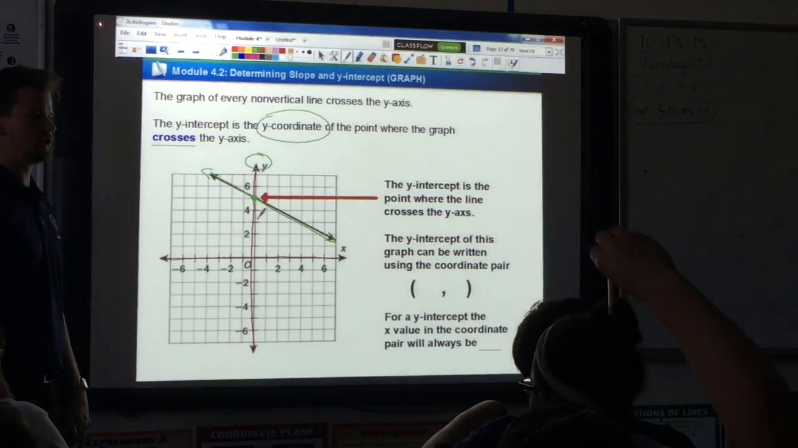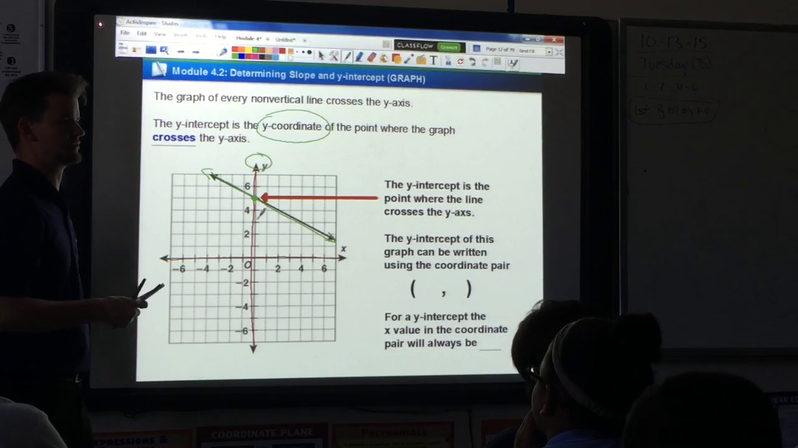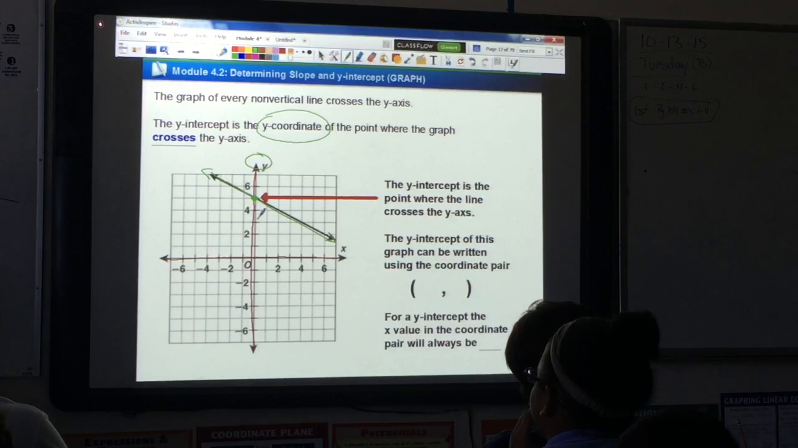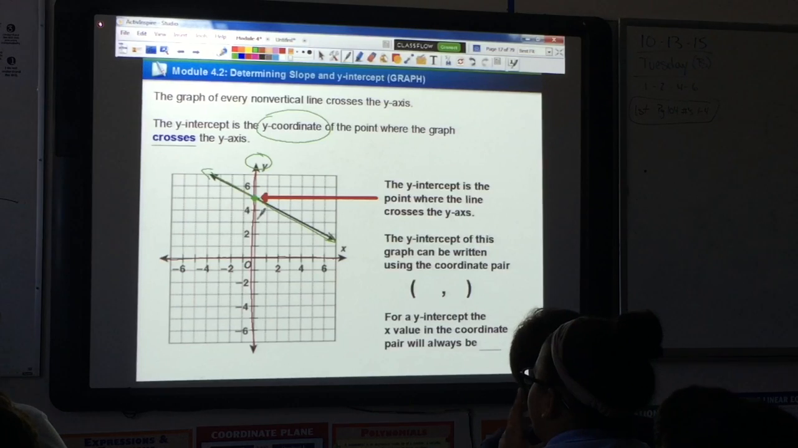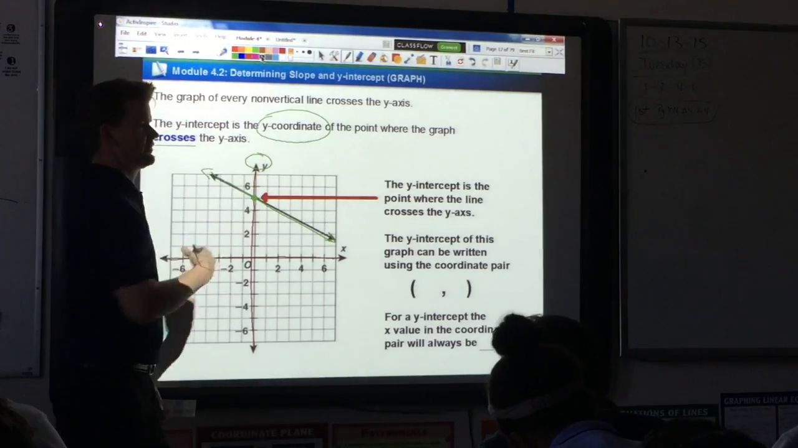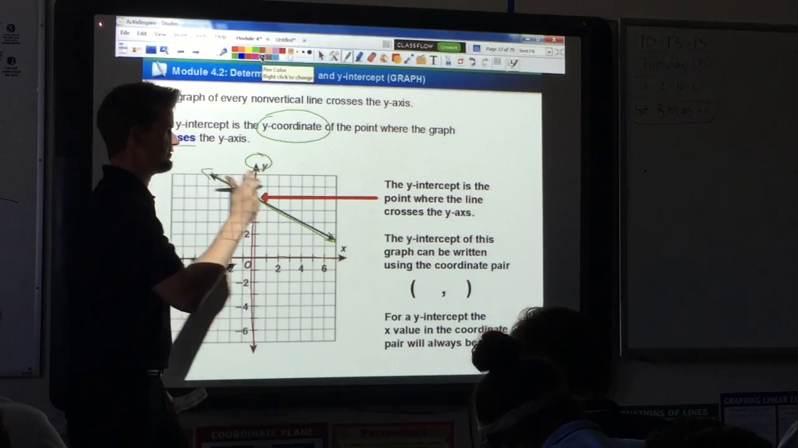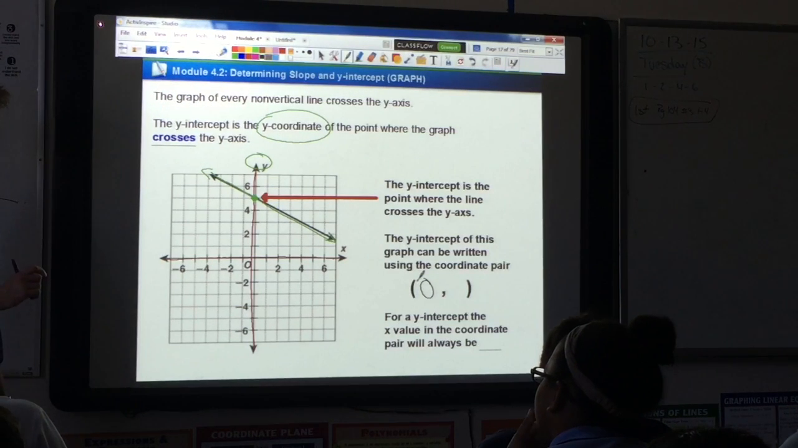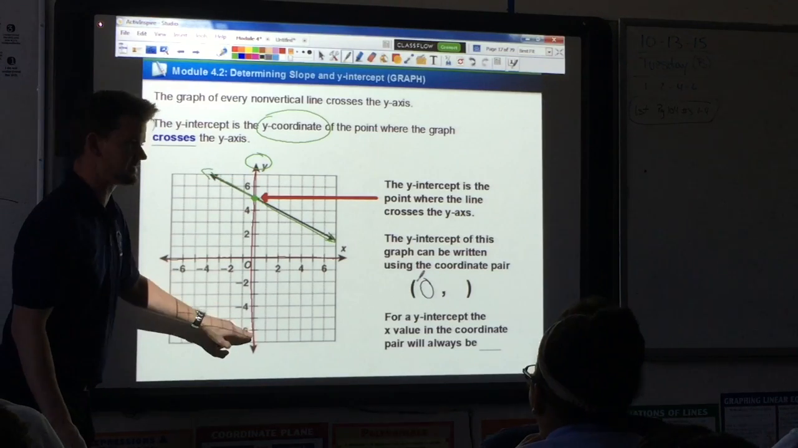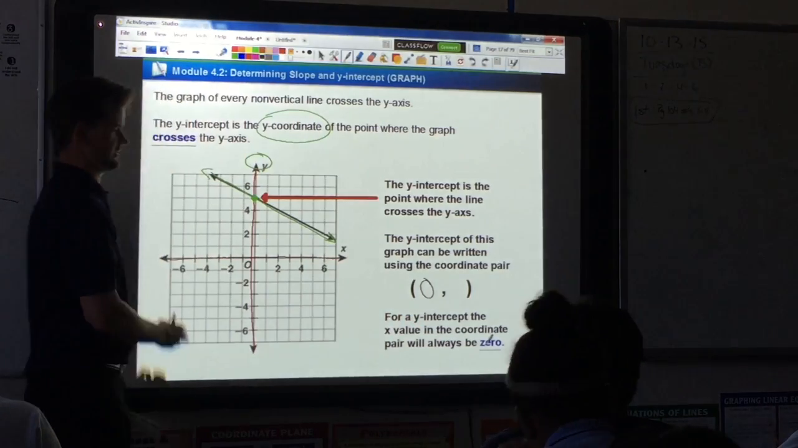We can label that using a coordinate pair. Connor, what would that coordinate pair be, where this line crosses the y-axis? It'd be 0, 5. Good job. I'll come give you a tick in a second. Let me explain exactly why it's 0, 5. First of all, whenever you have a y-intercept, you already know half of the coordinate pair. Whenever you have a y-intercept, the x value must be 0, because it must be on the y-axis. Any point on the y-axis has an x value equal to 0.